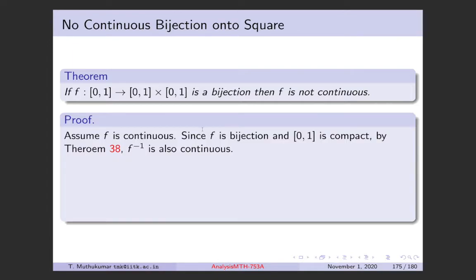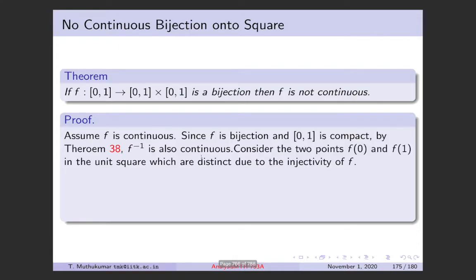Suppose that map is continuous. Since f is a bijection and [0, 1] is a compact set, by the theorem that we just showed, a continuous bijection means f inverse should also be continuous. Now you take the two points f of 0 and f of 1 in the square. The bijection maps 0 and 1 to these points in the unit square.